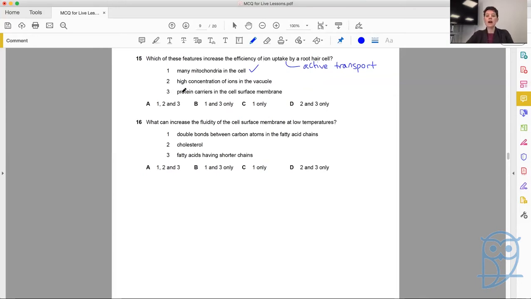High concentration of ions in the vacuole, that's not going to affect the efficiency of active transport. High concentration is going to affect efficiency if we are looking at diffusion or something going out, but that's not what we're looking at here. So that one's wrong. And then protein carriers in the cell surface membrane. Well, definitely we need those carriers if we're going to have iron uptake. The more carriers we have, the more efficiency we have. So that one definitely affects efficiency. So our answer is then 1 and 3 only.